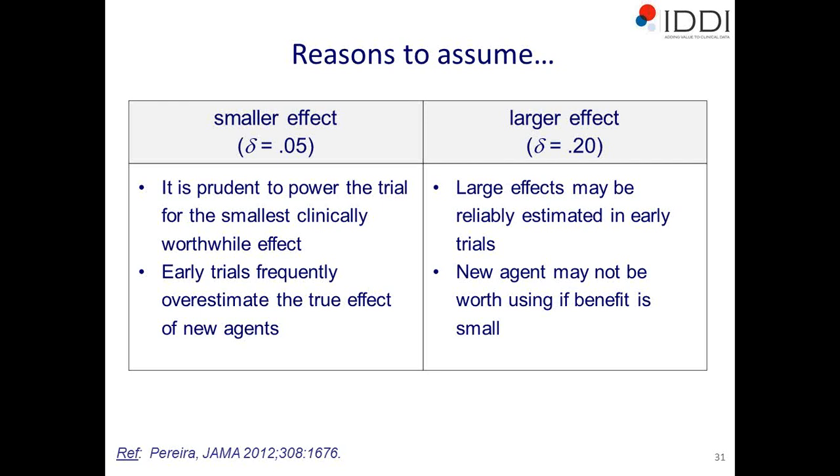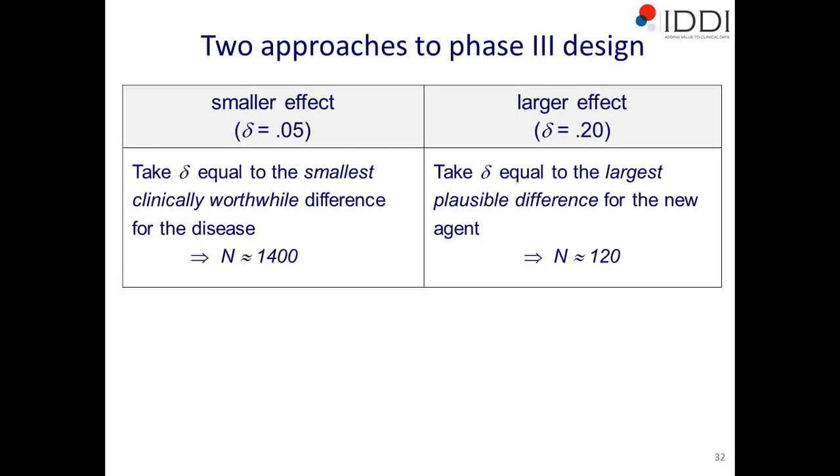Now, of course, you could also take the other view and say, well, I'm only interested if this drug gives me a really, really big improvement, perhaps something like a 20% improvement. And that, of course, would lead to a much smaller trial. So if you did a trial using the smallest effect of interest, you would need 1,400 patients. If you did a trial using the much larger, more interesting effect, you would need only 120 patients to look at that situation. So you have to make a choice between these two extremes.